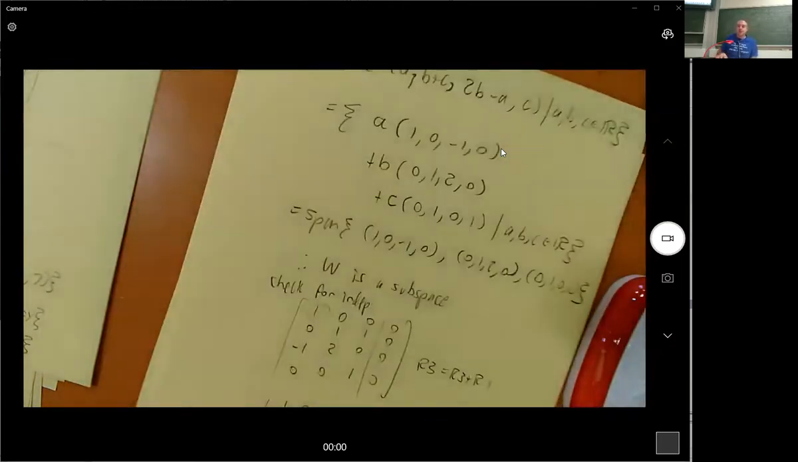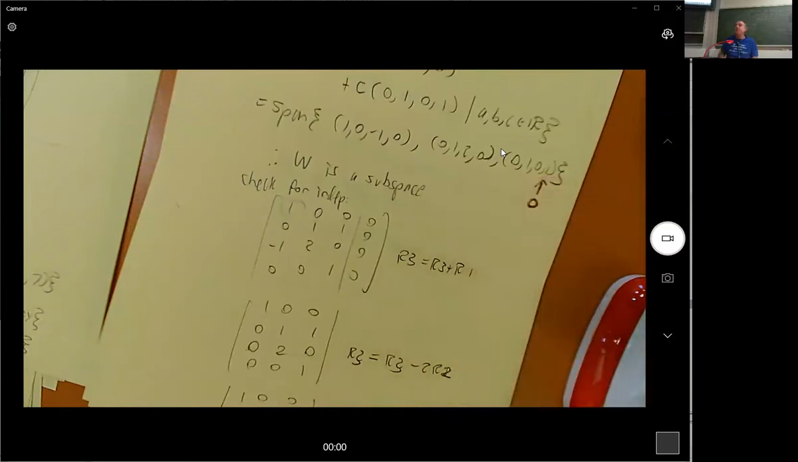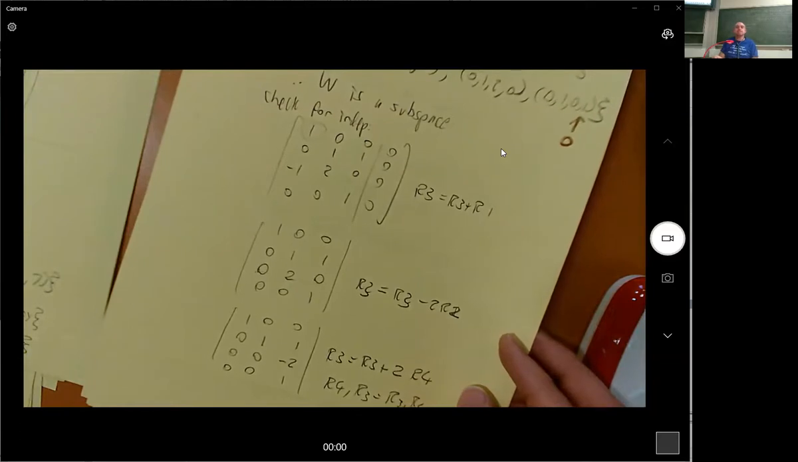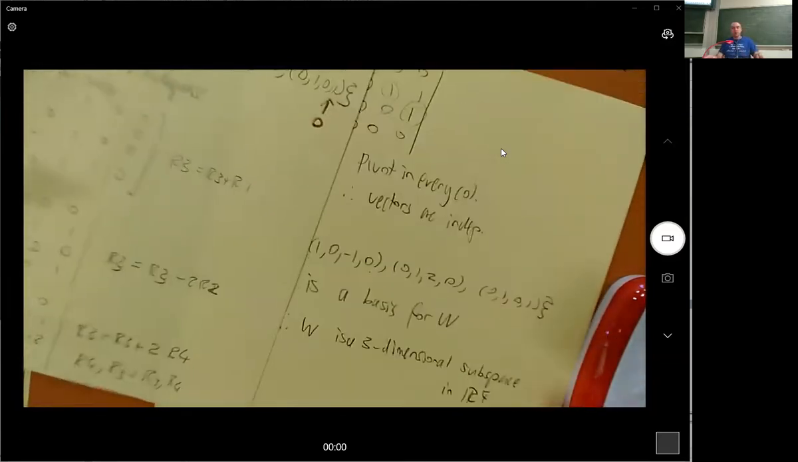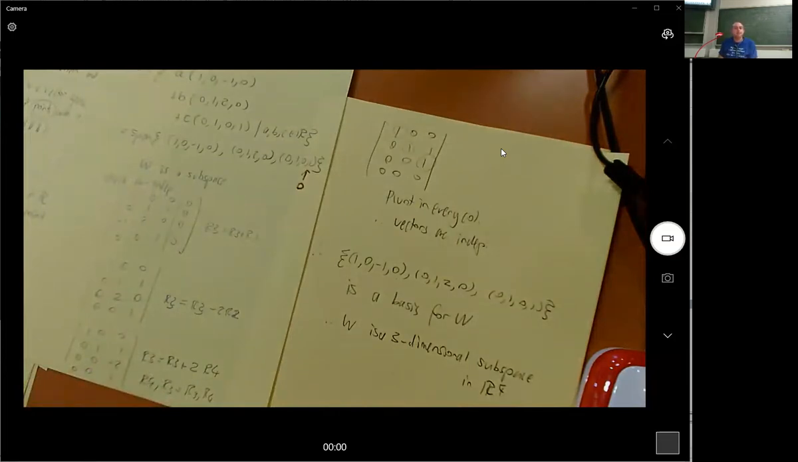I have a question to ask. What would have happened if this one had been a zero? If that number just there had been a zero? They would still have been independent. Yay! Because there'd still be a zero here, but I'd still get a pivot there.